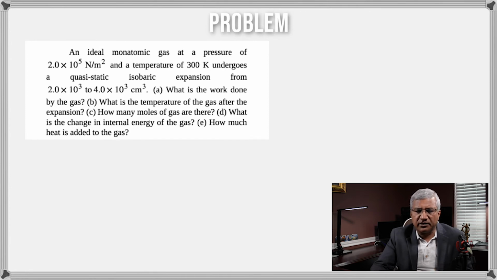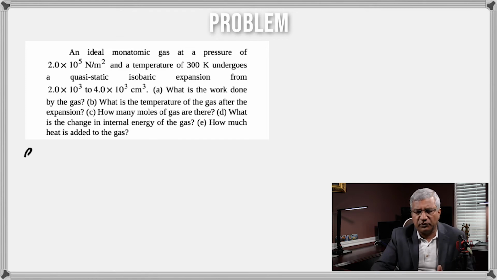In this next question, an ideal monoatomic gas, at a pressure of 2.0 times 10 to the 5 Newton per meter squared and a temperature of 300 Kelvin undergoes a quasi-static isobaric expansion from 2.0 to 4.0 times 10 to the 3 centimeter cube. Okay, so it's an ideal monoatomic gas, and the change is isobaric. The pressure is given, the temperature is given, the initial volume and the final volume both are given. And what are we asked to do? We are asked to find the work done.